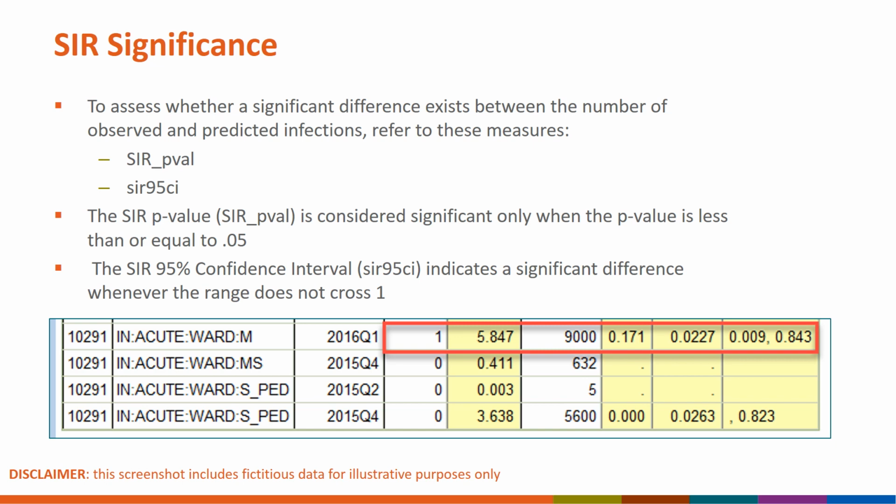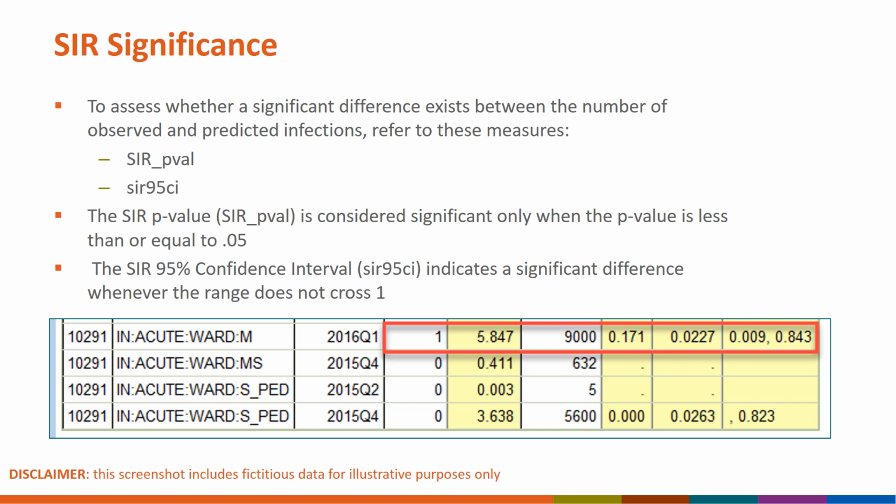There are 2 measures that indicate whether your facility's SIR value significantly differs from the nominal value of 1, which represents that the number of observed infections is equal to the number of predicted infections. The p-value is the probability value used to determine whether a significant difference exists between your SIR value and the nominal value of 1. For NHSN purposes, we use 0.05 as the agreed-upon standard of determining significance.